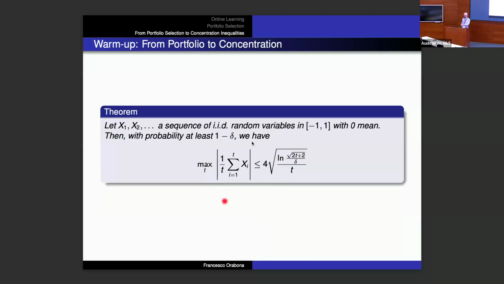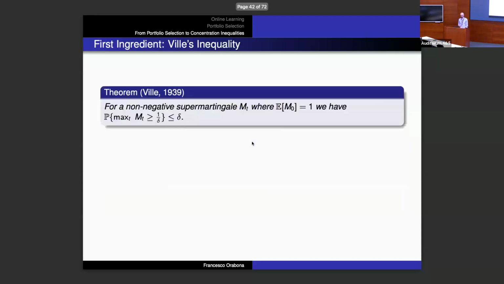And again, this is known. There is nothing new. This is actually even slightly suboptimal. How do we show this thing from portfolio? So the key ingredient is the following: Ville's inequality. Ville's inequality says that if you have a non-negative supermartingale and the expectation of the first one is equal to 1, the probability that the maximum of the supermartingale is big is actually small.